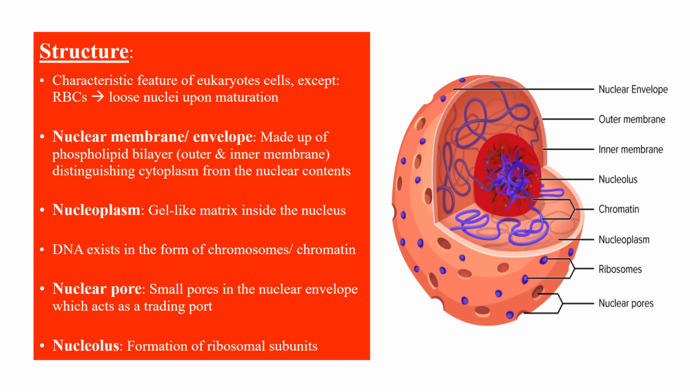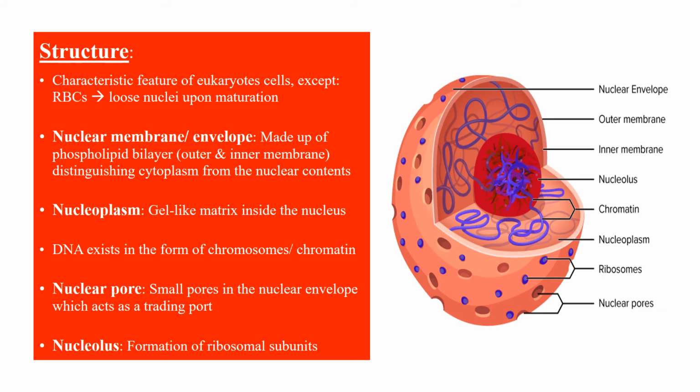This nuclear membrane helps distinguish the contents of the cytoplasm from the nucleus. Inside the nucleus is found a gel-like matrix known as the nucleoplasm, which contains the DNA either in the form of chromosomes or chromatin. Chromosomes are the dense structures which are seen when a cell is ready to undergo cell division. However, when the cell is functioning normally or is not ready to divide, the DNA exists in loose thread-like forms known as chromatin. In the image shown on the right side of the slide, we see the blue colored threads which are the chromatin.